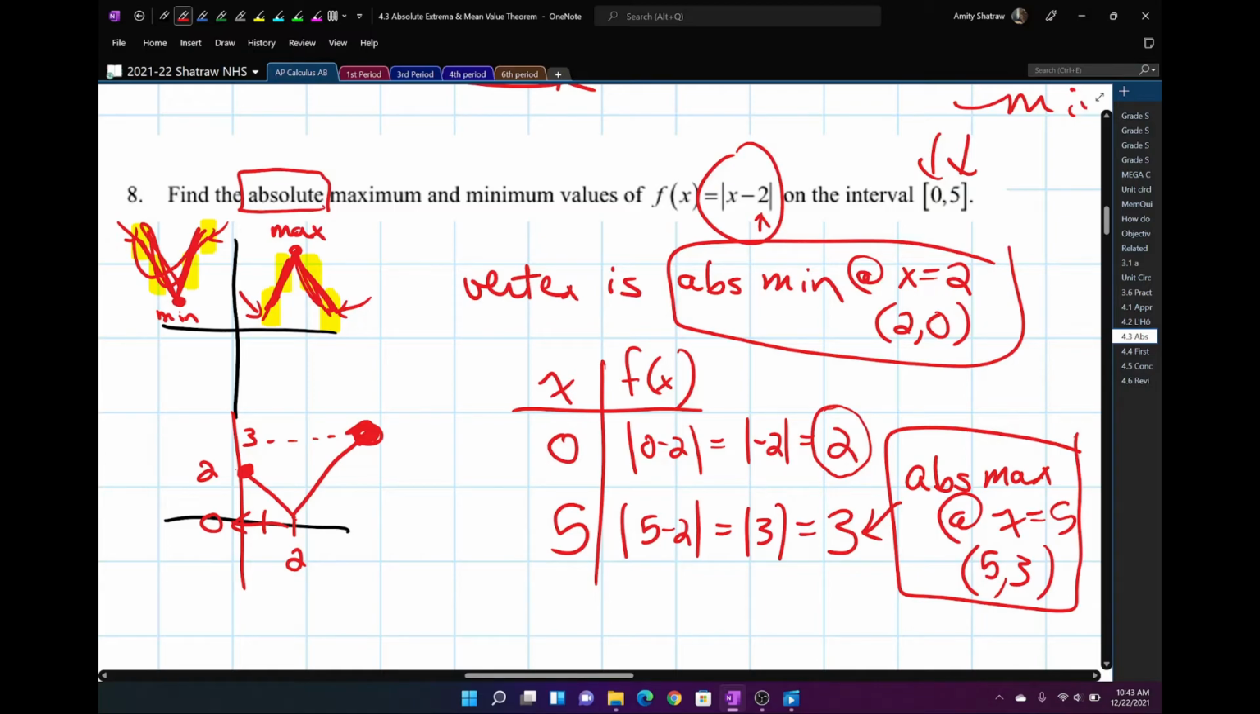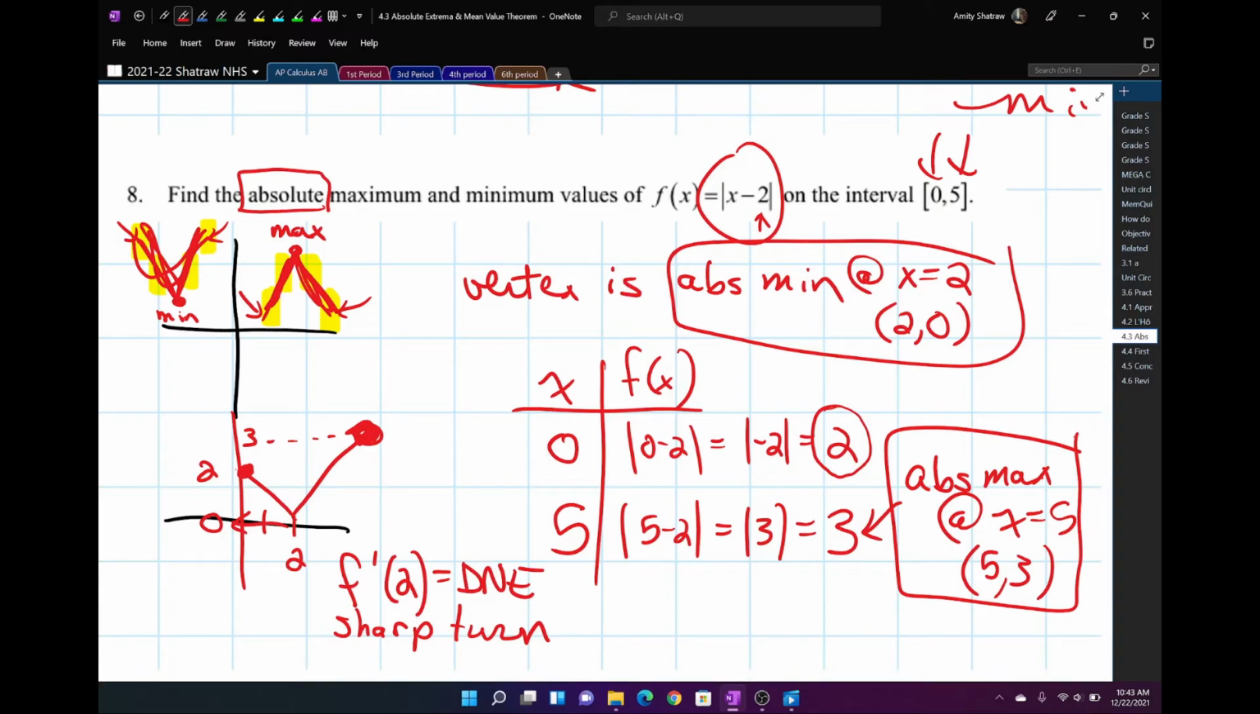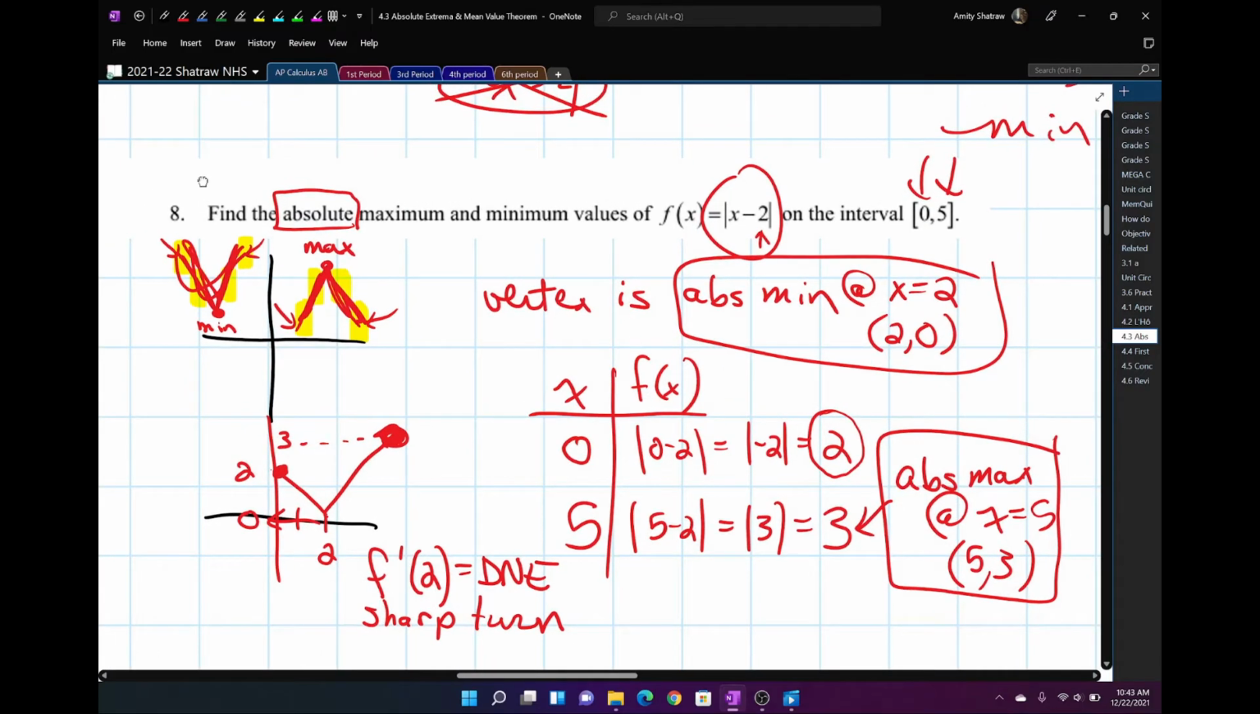Please note, I am aware of the fact that the derivative at this value of 2 does not exist. I can't find the derivative there because there is a sharp turn, which is another reason why I didn't really go over how to find the derivative of an absolute value function. Okay, our strategy for absolute value is to find the vertex.